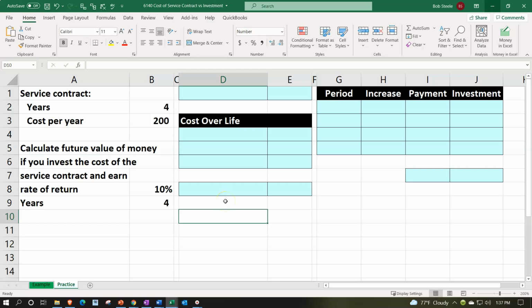Here we are in our Excel worksheet. If you have access to the Excel worksheet and would like to follow along, note that we're down here in the practice tab as opposed to the example tab, the example tab, in essence, being an answer key. Information's on the left-hand side. We're going to populate that into the blue area on the right-hand side.